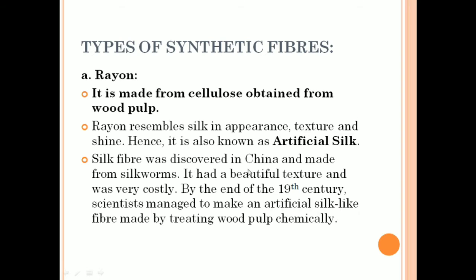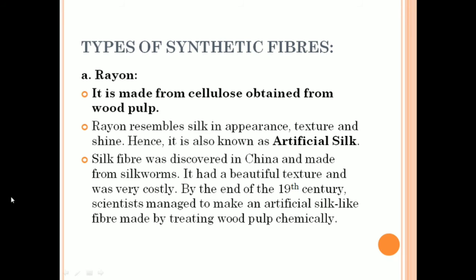Silk fiber was discovered in China and made from silkworms. It had a beautiful texture and was very costly. By the end of the 19th century, scientists managed to make an artificial silk-like fiber by treating wood pulp chemically. Now, this is the history of how rayon was discovered. In China, silk fiber was discovered from an insect called the silkworm. So if you are asked from where we get silk fiber, you will say that it is obtained from the silkworm.